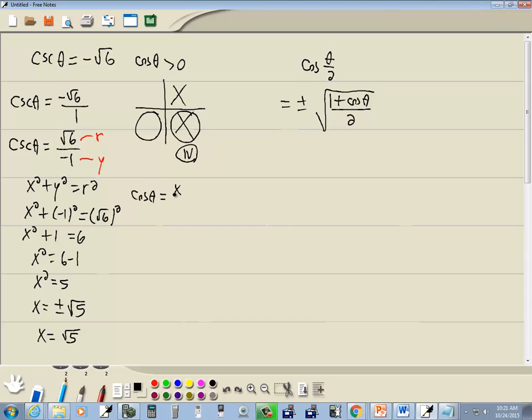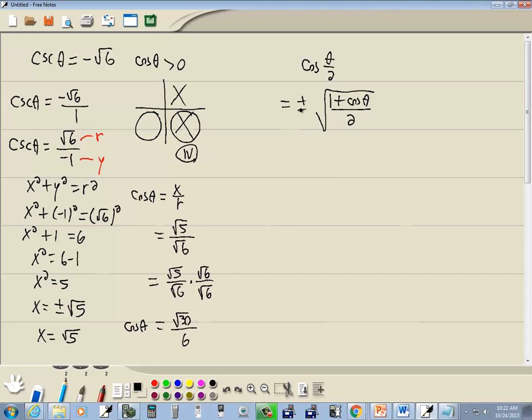Cosine is equal to x over r. X we said was square root of 5, and r was square root of 6. Now, looking ahead, I'm going to go ahead and get rid of that square root in the denominator. So we're going to multiply the top and bottom by the square root of 6. And that's going to give us square root of 30 over 6. And that's cosine theta.